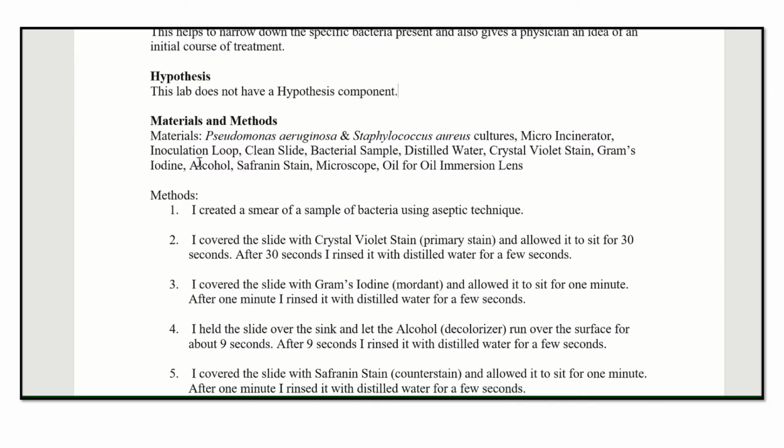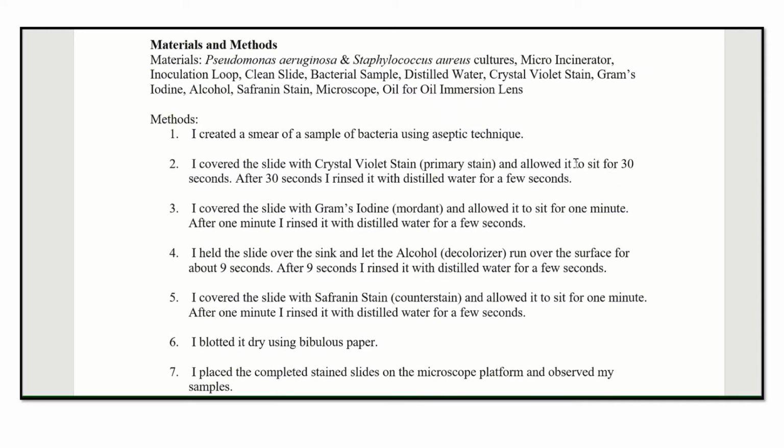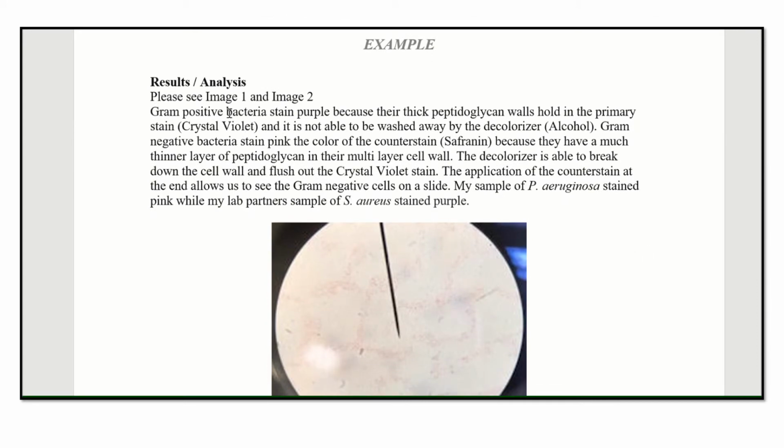Then a materials and methods section. The materials are listed, including the cultures that they're using. And because this is a stain, they start after they've created a smear. Generally, when talking about staining, you do not have to tell me how you made the smear, only how you did the stain. So after the clear listed steps in sentence form, we go through results and analysis.